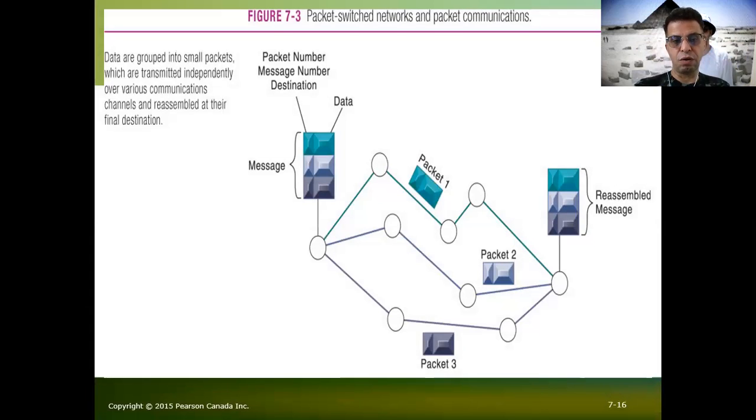So basically this is how it looks. The message comes from here, for example, and goes through different routes. It is first cut into small packets, and when it arrives, one of them is in charge of having all the addresses of these packets, and then they are assembled together and reassembled. Data are grouped into small packets, which are transmitted independently on various communication channels to be reassembled at their final destination.